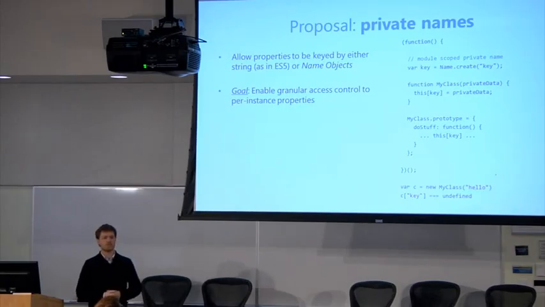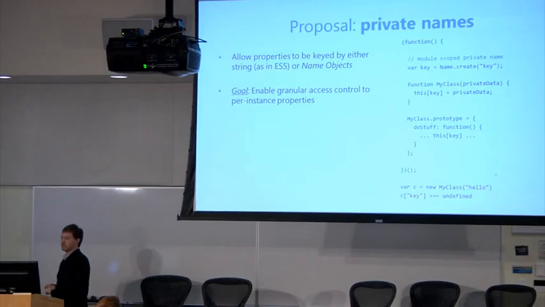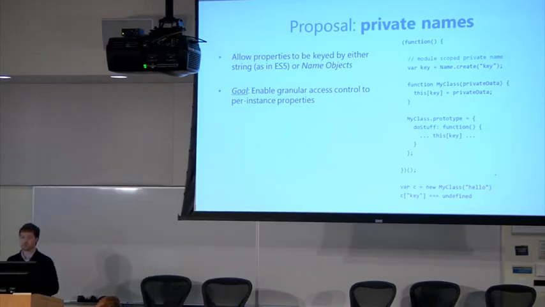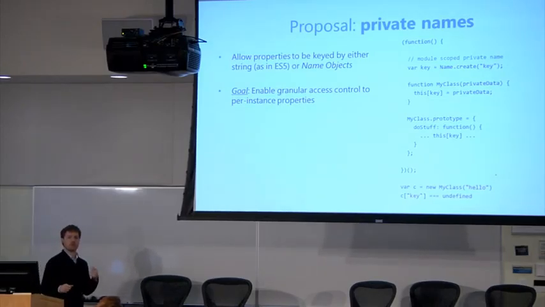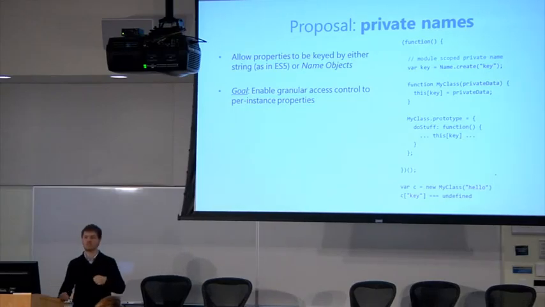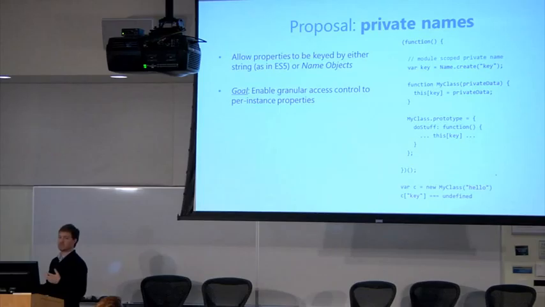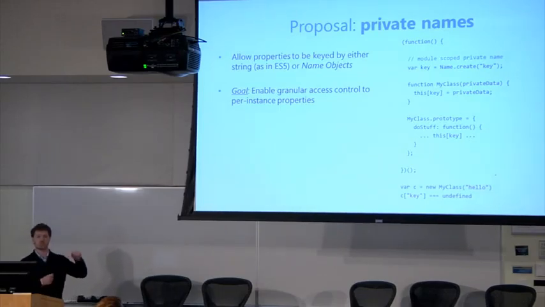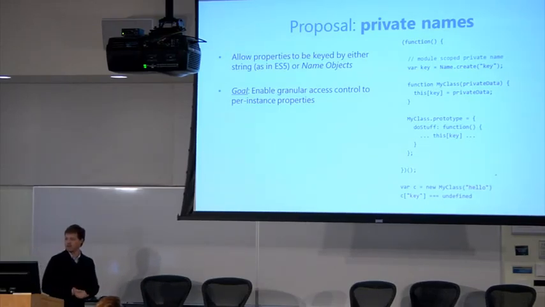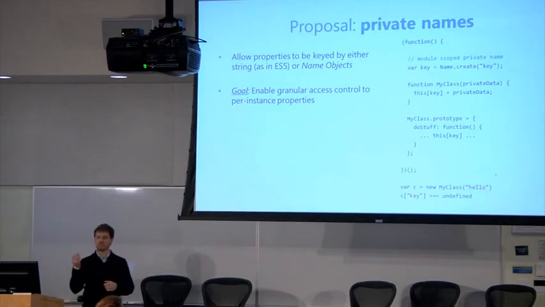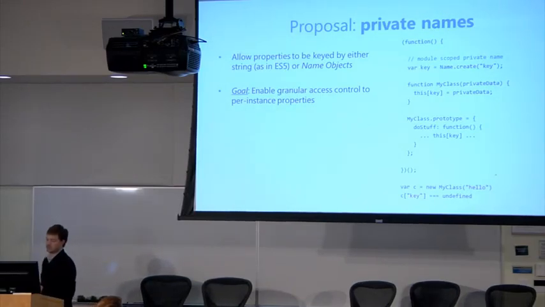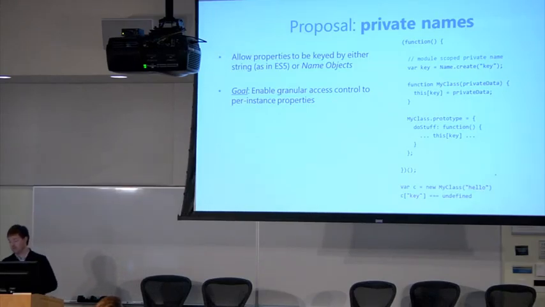Another interesting concept is private names. One of the issues that comes up a lot with JavaScript is the difficulty of associating private state with objects. There are various techniques you can use for encapsulating private state in closures and hiding it that way. But if you want to associate per-object private state, there's no direct way to do that in JavaScript today.